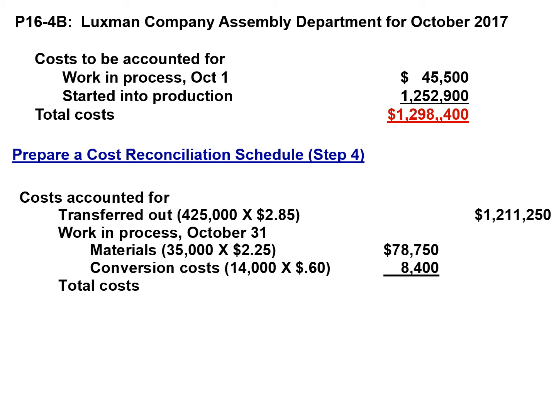If we add our materials and our conversion cost, we'll arrive at $87,150. So of that $1,298,400, $1,211,250 is going to get transferred out, whereas $87,150 will remain within our work in process.